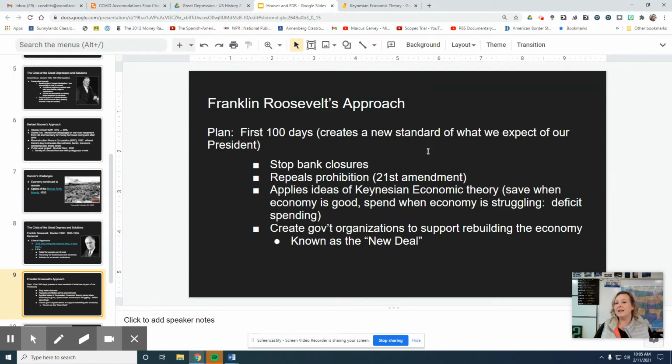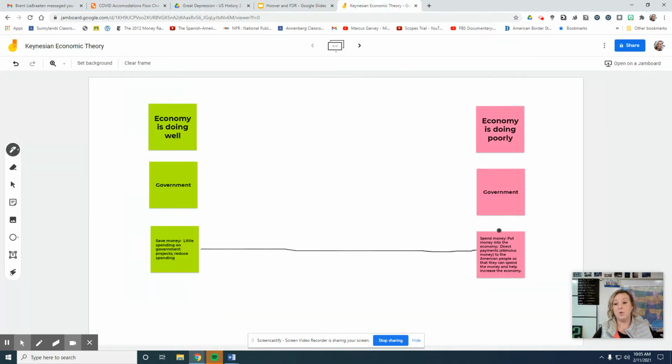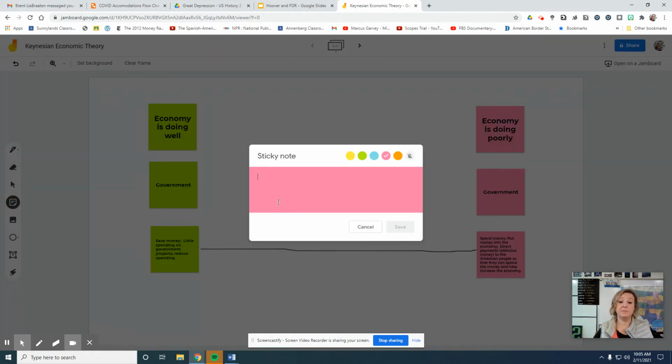But yet we know under Keynesian economic theory, as I just showed you, that when the economy is poor, we should spend. So where is the US government going to get this money from that they need to spend? This is the time period in American government where we do something we have never done before, and that's called deficit spending.